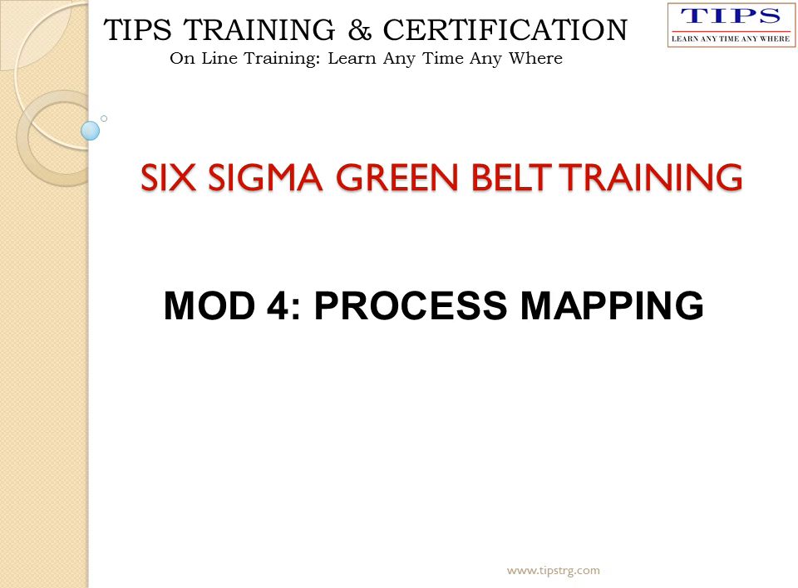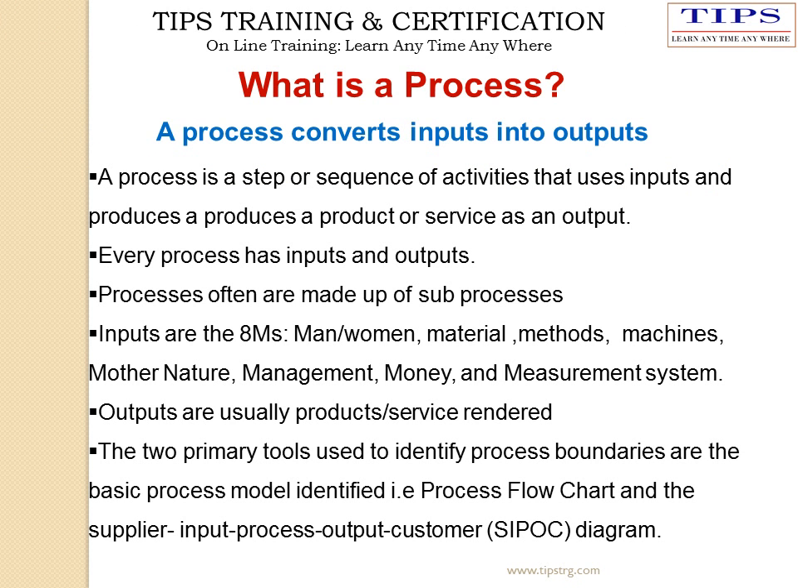Now we will study the fourth module under the Measure phase of the DMAIC cycle in the Six Sigma Green Belt training program. The module name is process mapping. What exactly is a process? A process converts input to output.